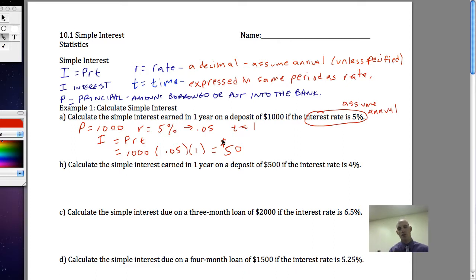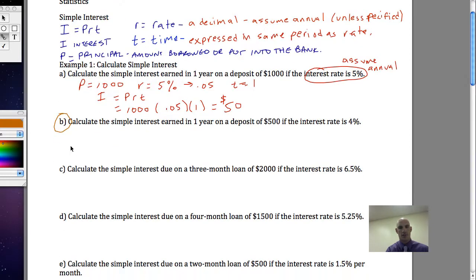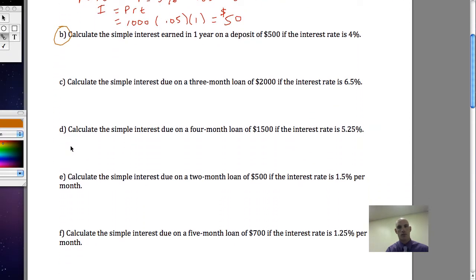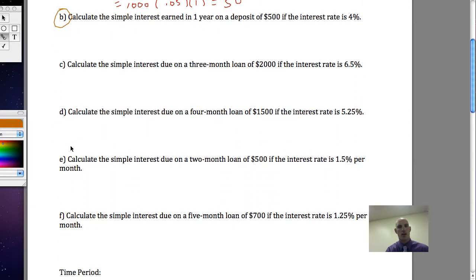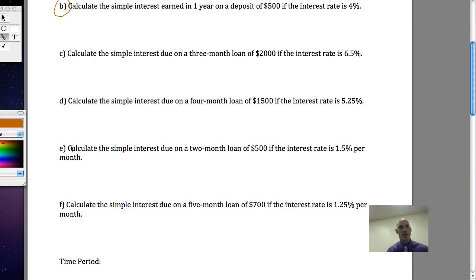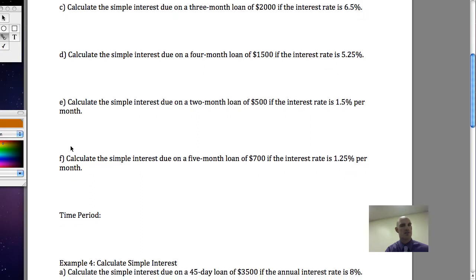So go ahead and do the next one and see if you can calculate what it ends up being. Let's do something where the loan is in terms of months.